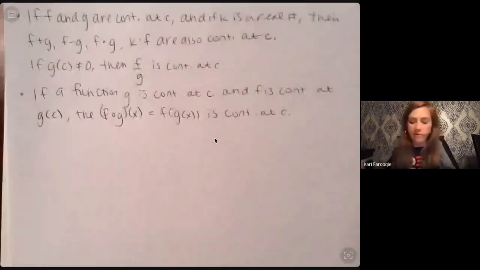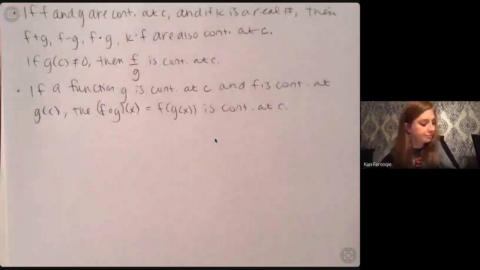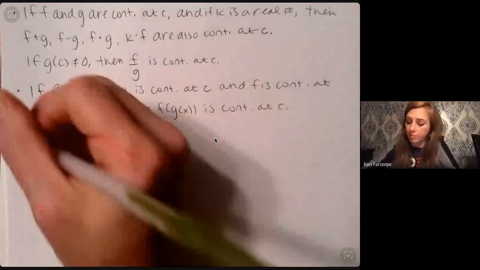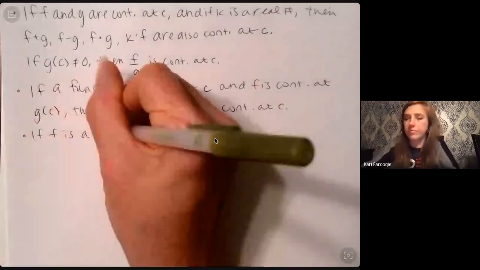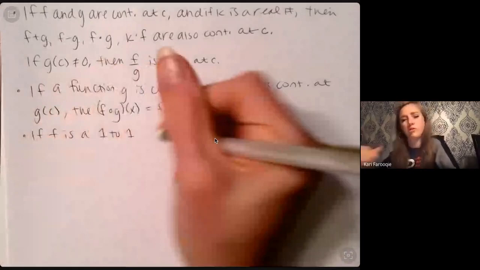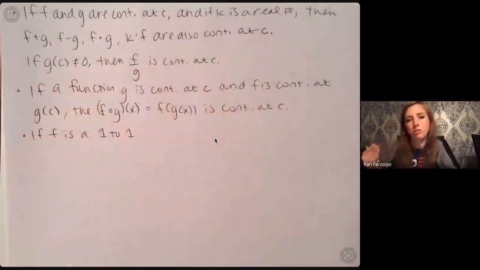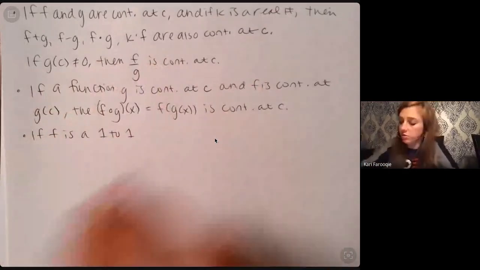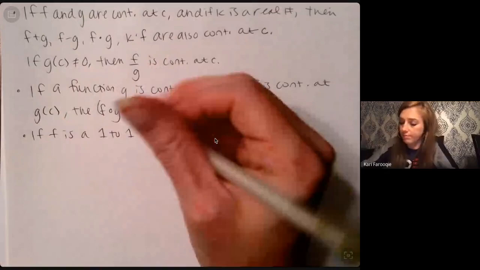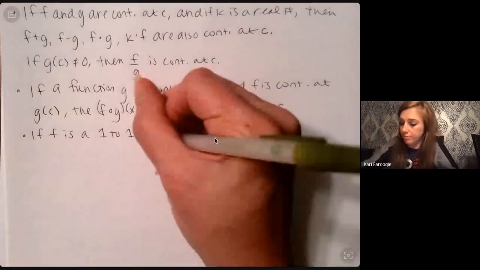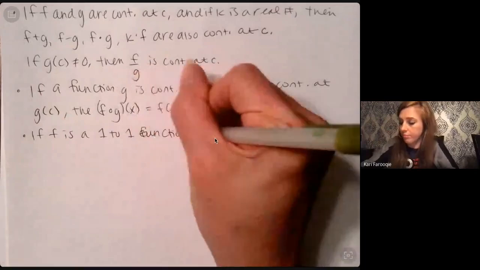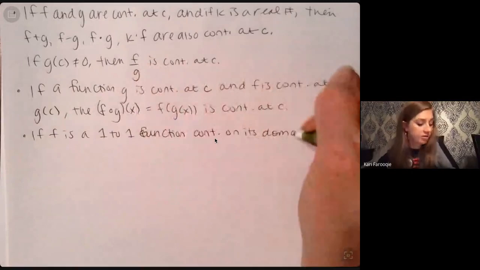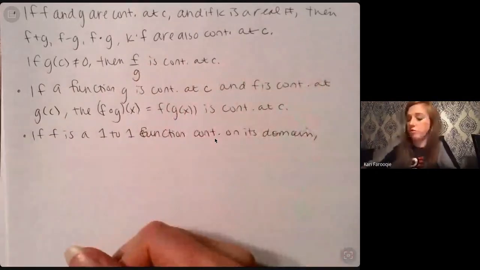Let's see, if f is a one-to-one function continuous on its domain, you remember one-to-one functions, I hope, from algebra, meaning one input gives you that one output each time. If f is a one-to-one function continuous on its domain, then its inverse, f inverse, is also continuous on its domain.